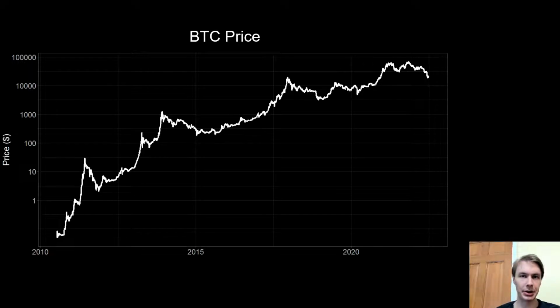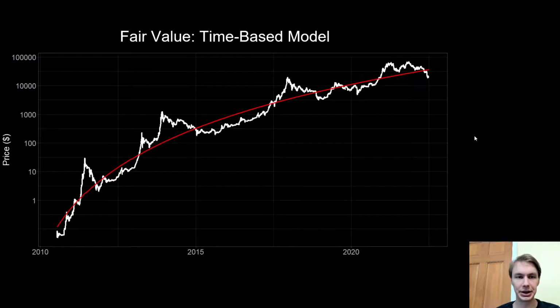But one of the other models that I want to highlight, because a lot of people look at this one as being kind of the best model we have for Bitcoin's fair value, is simply this logarithmic time-based model. You'll see analysts out there, Benjamin Cowan is one of the big proponents of this type of model. He talks about it a lot, and others do as well. This idea of a logarithmic curve that you can fit to the Bitcoin price.